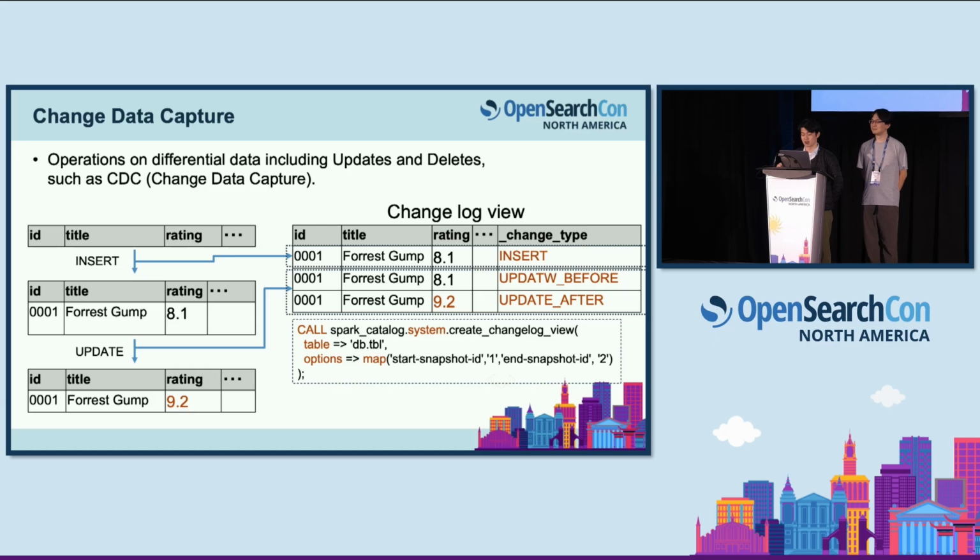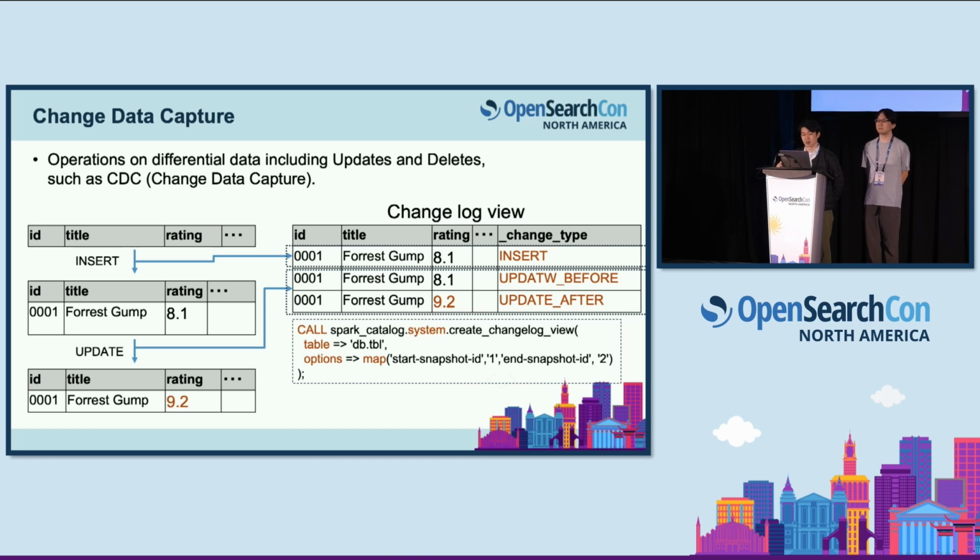I said I'd explain 3 features, but actually 4. So the first one is the changelog view. This is implemented as a Spark procedure. And this procedure performs complex operations, change data capture, including updates and deletes. And using this procedure, you can create a view called changelog view that maintains a history of table changes.